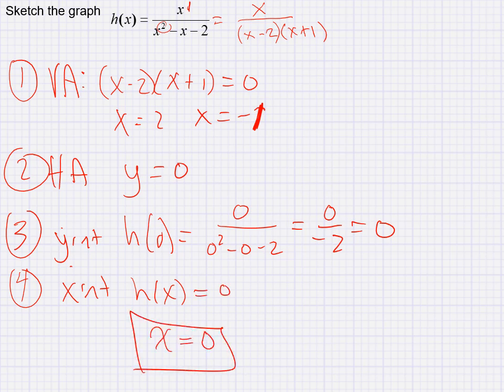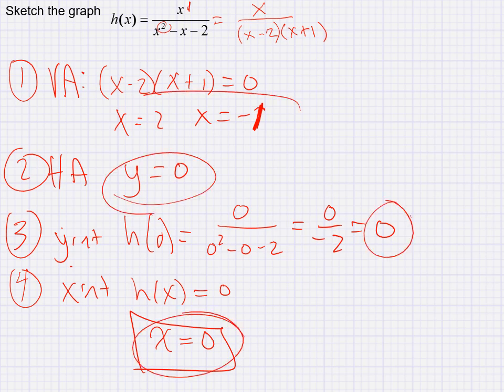So we have our y-intercept, we have our x-intercept, we have our horizontal asymptote, and we have 2 vertical asymptotes. That is different from the previous 2 examples. So what we want to do is we want to put all this together.